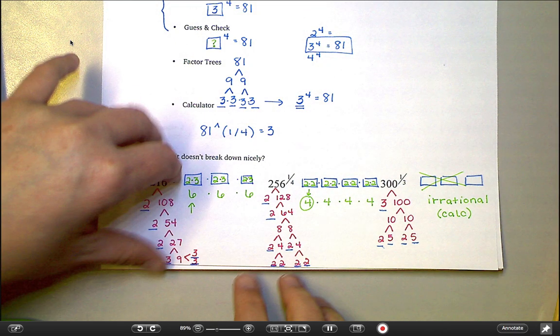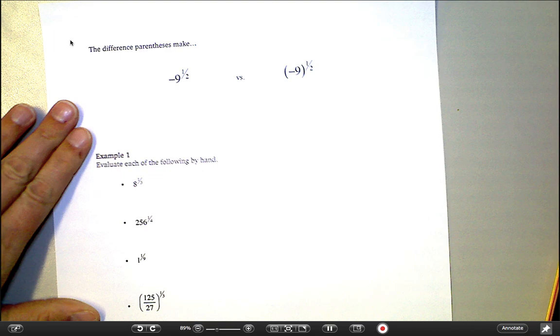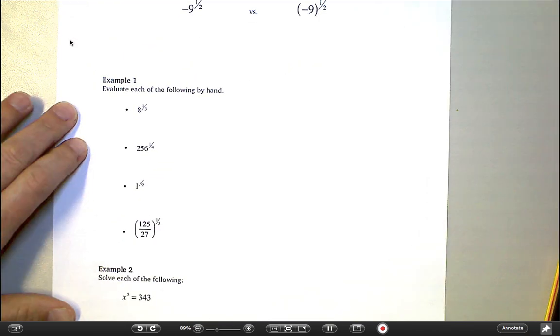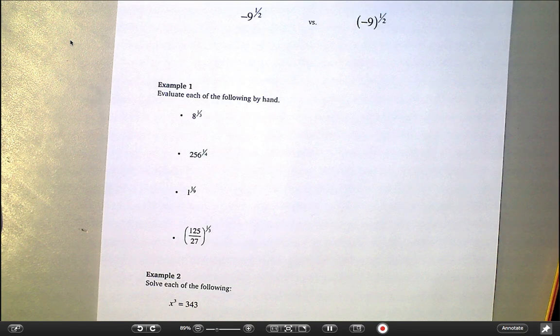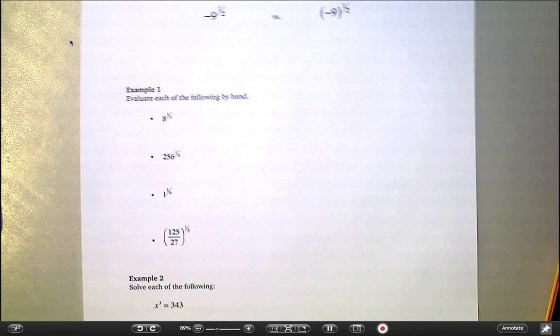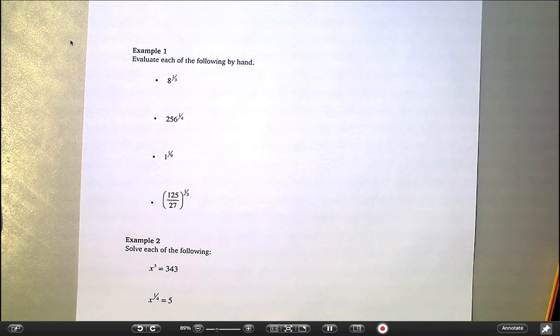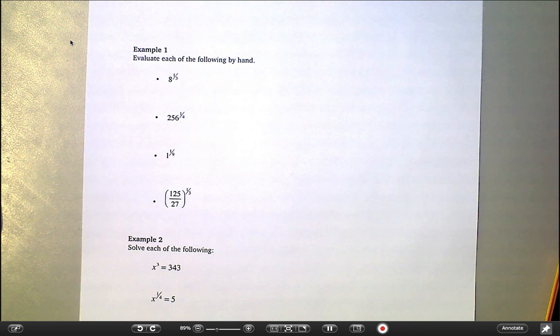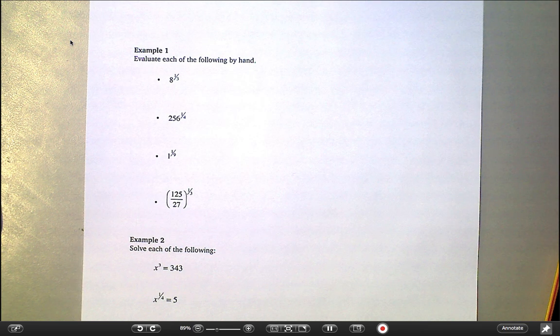Okay, I think what I would like to do, before I get to this parentheses thing, I would like to head down to this example 1. Okay, so let's start there. Okay, example 1. And there's 4 problems here to do by hand. So I would recommend at this point that you pause the video and that you give these 4 problems a try on your own before I talk through them.